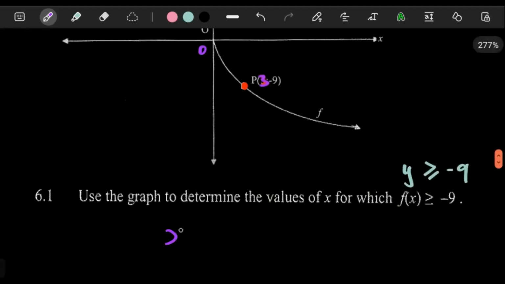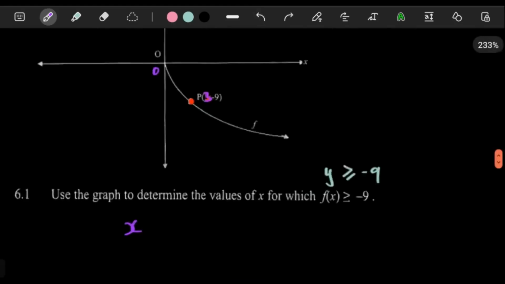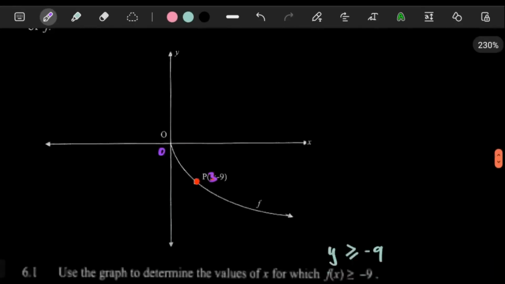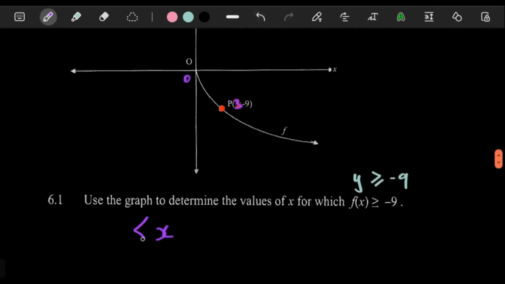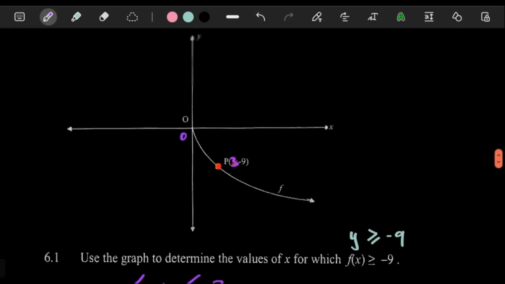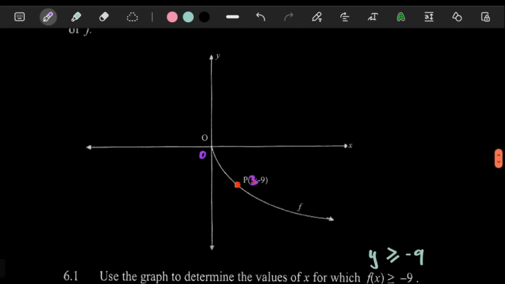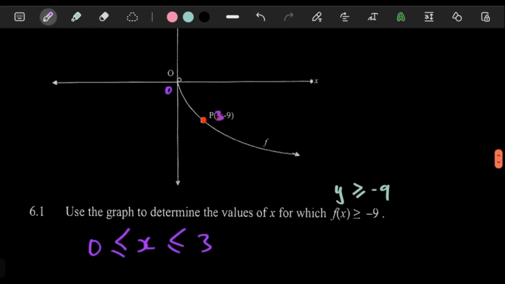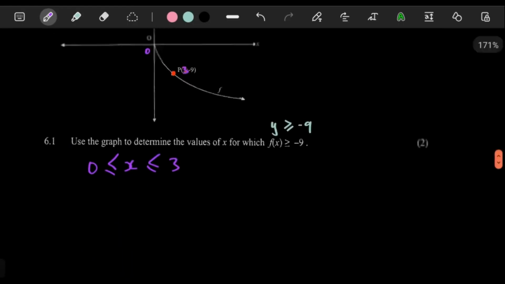So here you're going to say x is bigger or equal to 0, but then x is smaller or equal to 3. Because starting at 0, all these y values are bigger than -9, and then this one specifically is equal to -9.